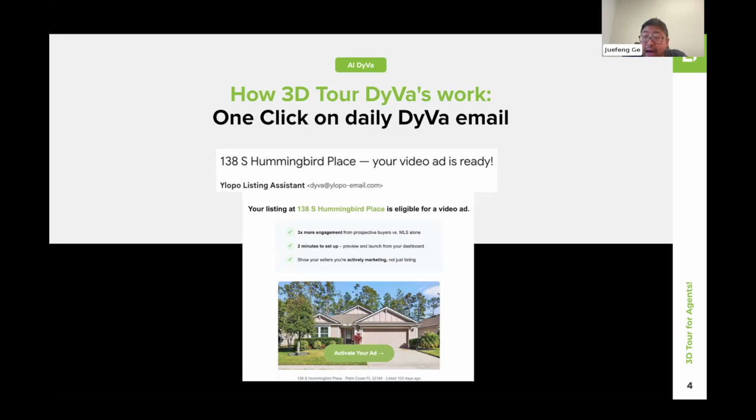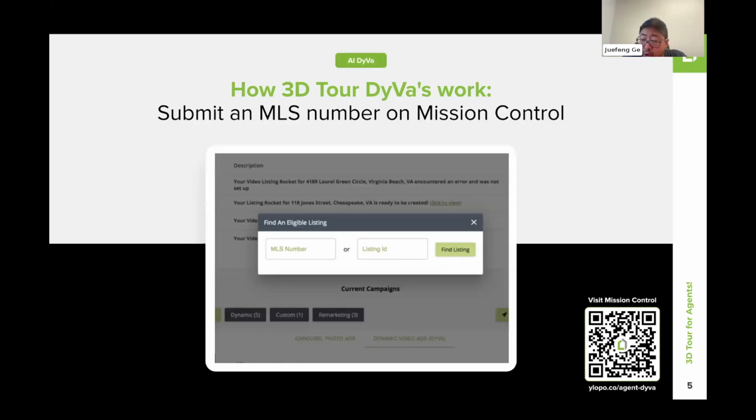So, first and foremost, how do you see the ads that you can run? We're going to send you a daily or weekly email, depending on when you actually get a listing. And that email will have a subject line of the address of your listing, and your video ad is ready, right? So if you search for any of these keywords or you search for Ylopo, you're going to find this email that's going to show you the listing to run. And this is what that email looks like. All you have to do is press this button, activate your ad, and boom, you're going to get into our dashboard. You can also go into Mission Control, which we'll link you to later, put in any MLS number, and it will find the listing and render it as well.